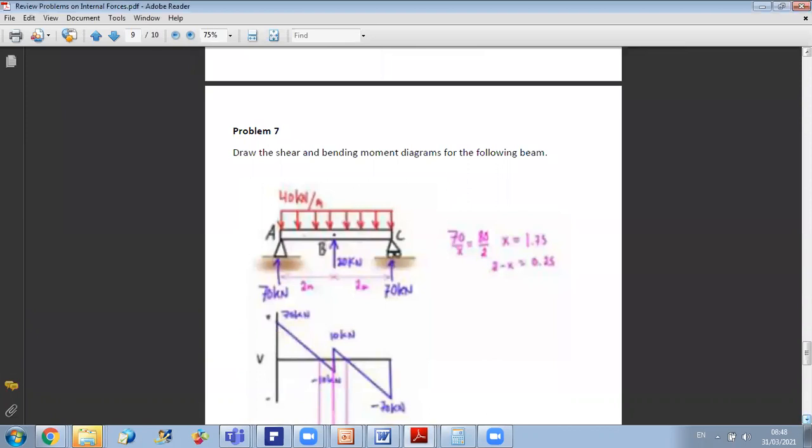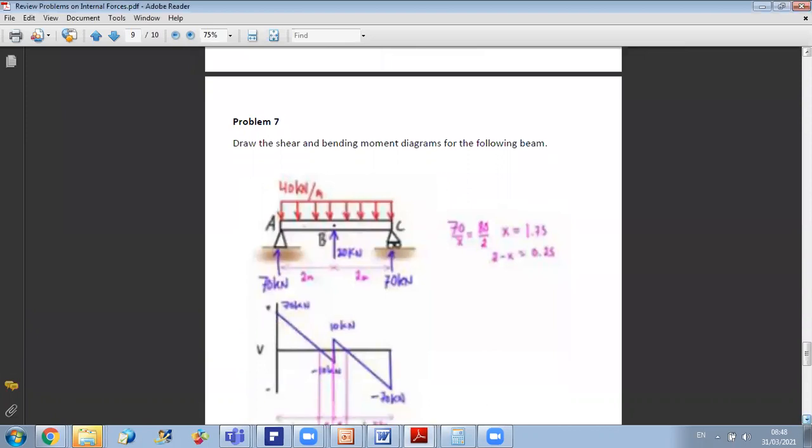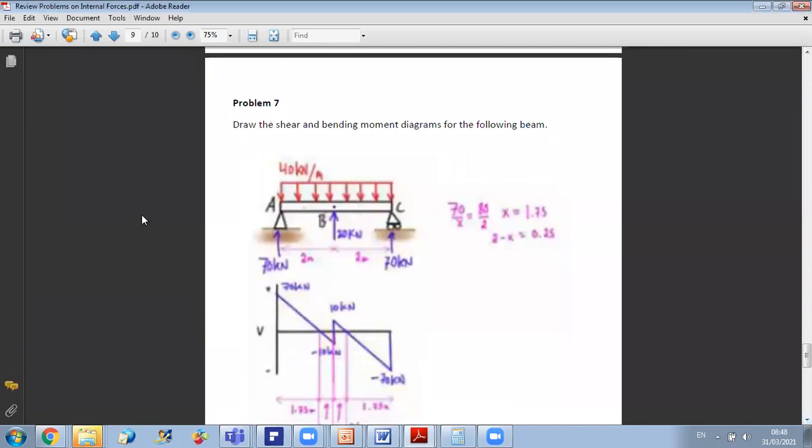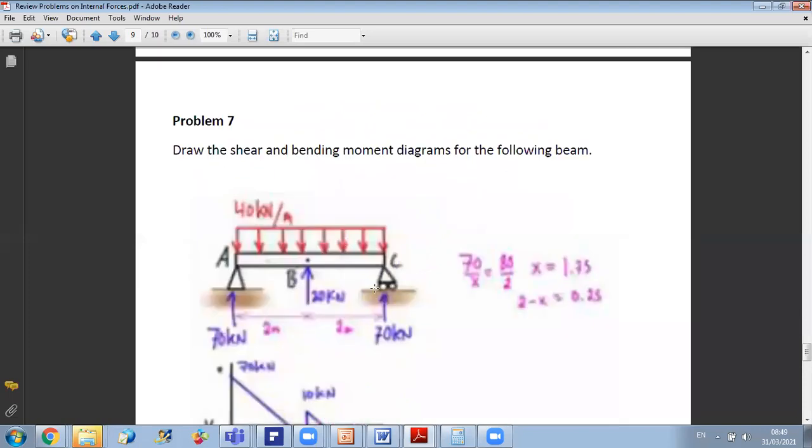Another problem: draw the shear and bending moment diagrams for the following beam. So here you have a beam. The beam is subjected to a distributed load, and at its middle we also have a concentrated force. Okay, you have a pin at A and a roller at C. We know that it's a roller at C because of, let me zoom in a little bit, the small rolls here. Okay, so the first step, as usual, is to determine the reactions at A and C.